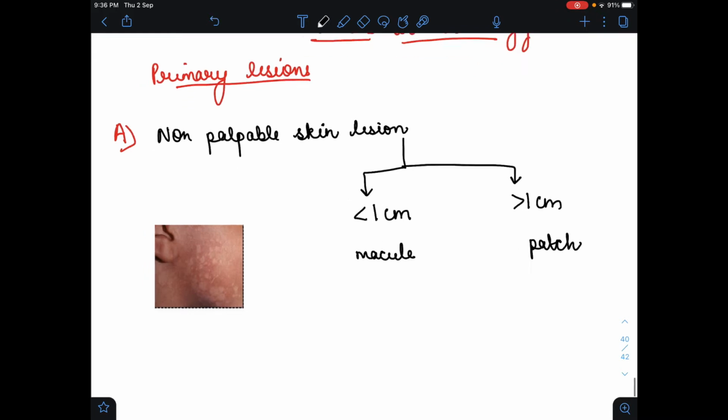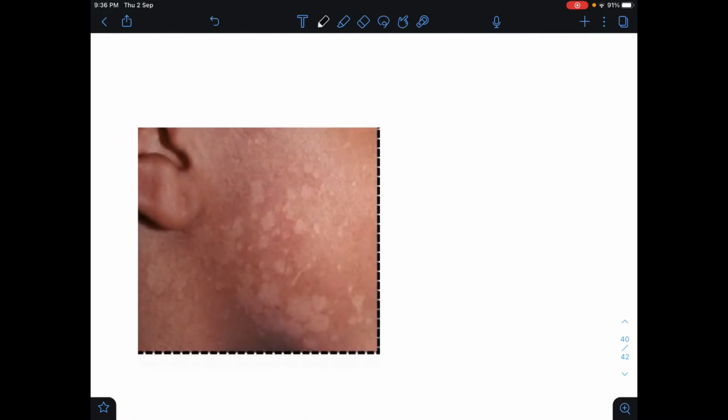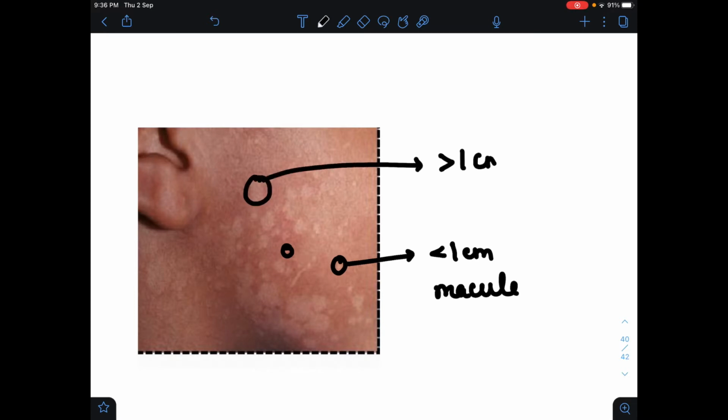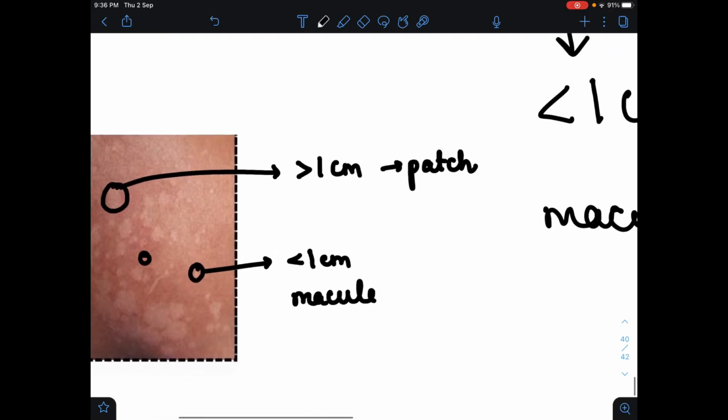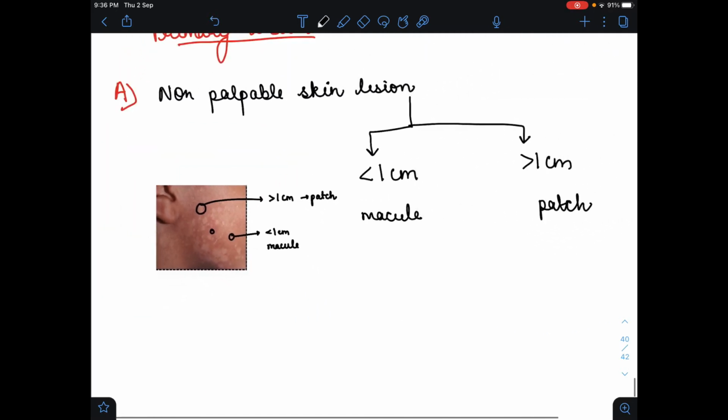As in this image, I will show you less than 1 centimeter. These ones are less than 1 centimeter, that's why they are macules. While these are more than 1 centimeter, so these are the patch. They are patches because they are not palpable; we cannot palpate them. So this is the first category of the primary lesions, the non-palpable skin lesions, in which we have the macule and the patch. Less than 1 centimeter is macule, more than 1 centimeter is patch.